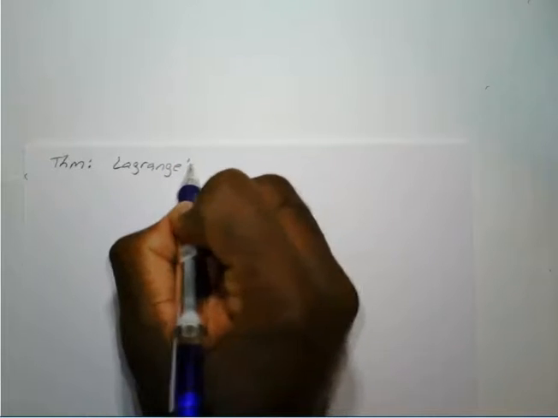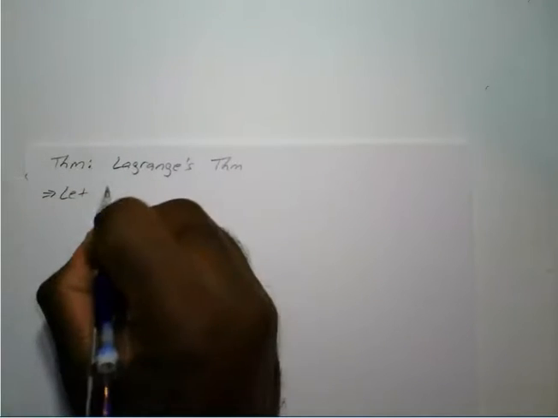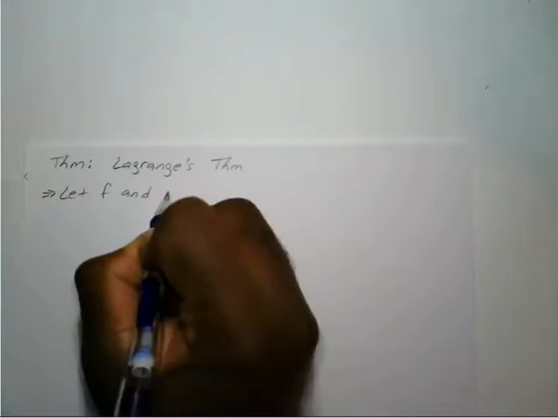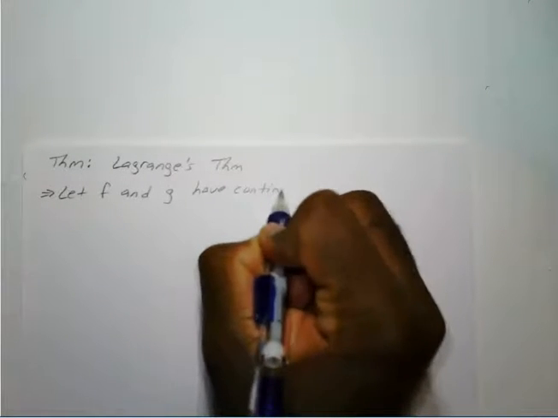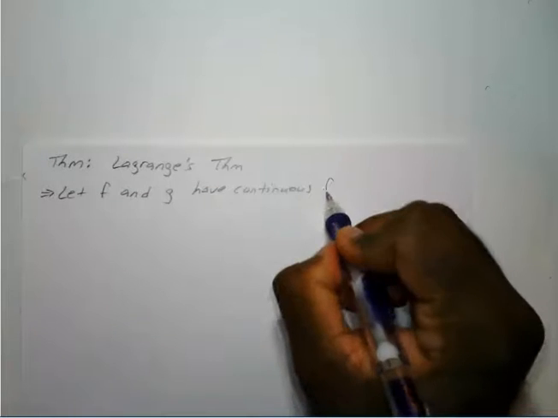Okay, so the theorem, Lagrange's theorem. I'm pretty sure he has a gang of theorems to his name, but this just happens to be the one for the multiplier. Okay, so let f and g have continuous first partial derivatives.